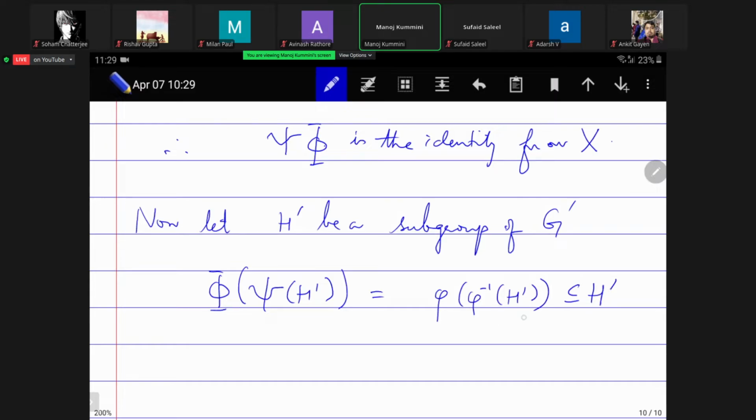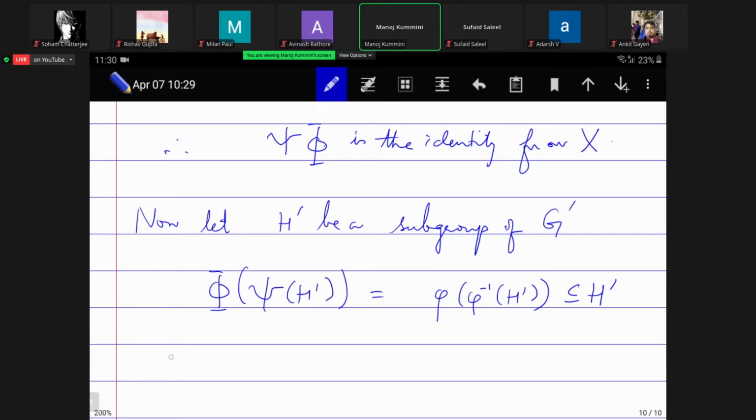This is at the level of functions, the statement is true, and only this is true. Even in groups, you might not get an equality, but we have to use the fact that phi is surjective. So just think about this statement. What we are doing is applying phi to an element whose phi is inside H prime. Therefore, by definition, all that we can immediately conclude is this containment. So now we need to show the other.